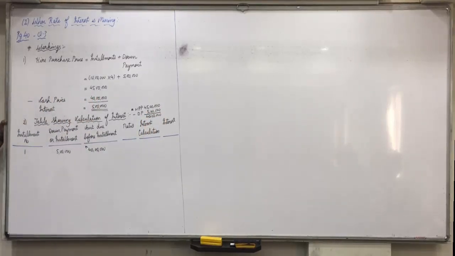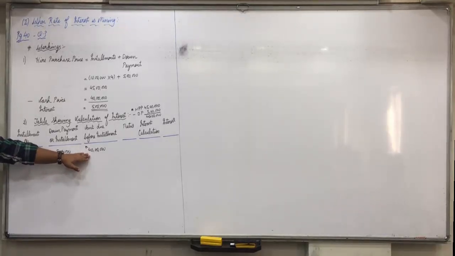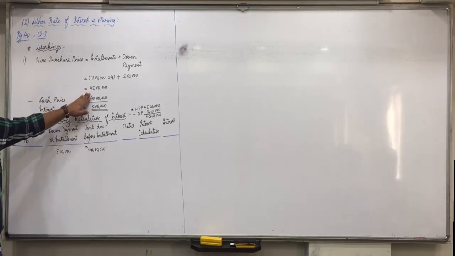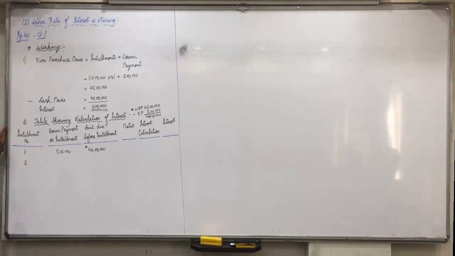Any confusion in this? Write it down. Only first 3 columns we have to make first, then we'll obtain the ratio of those amounts. So last 3 columns will remain blank in the beginning. Anyone who is not clear how is this 40 lakhs obtained? Raise your hand. All are clear with this? The total hire purchase price of the article is 45 lakhs. From that we have paid down payment of 5 lakhs. So what is the amount due before first installment? 40 lakhs.